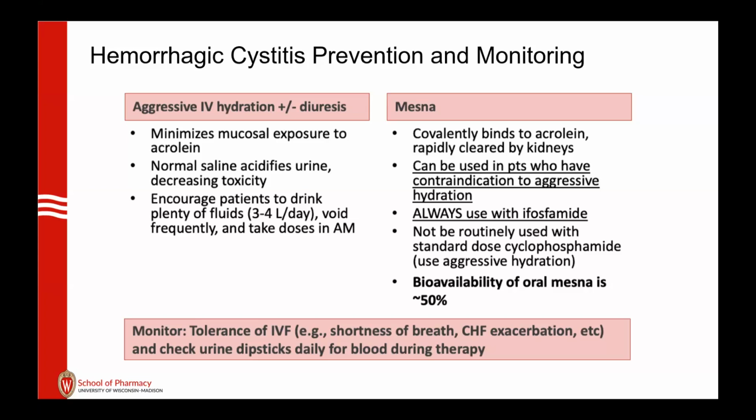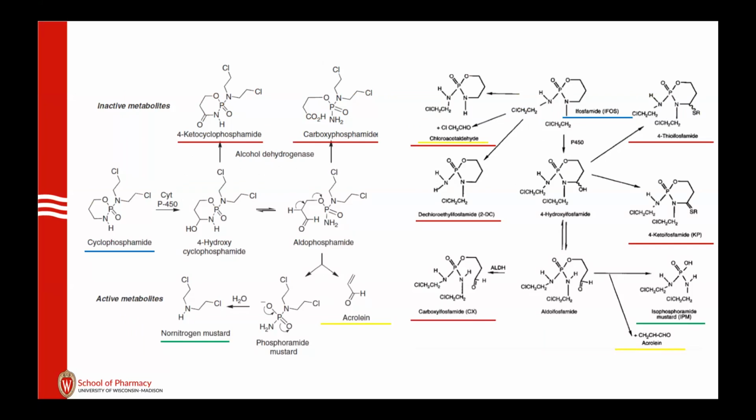And we always have to use Mesna with ifosfamide. The reason for that is there's 5-fold the amount of acrolein metabolite with each ifosfamide molecule than cyclophosphamide. And we give it both IV and oral, so the oral dose is double the IV amount. Here's a picture of that. So ifosfamide has several metabolites. Because of that, there's more acrolein produced than with cyclophosphamide.